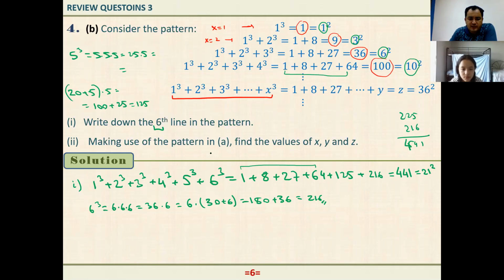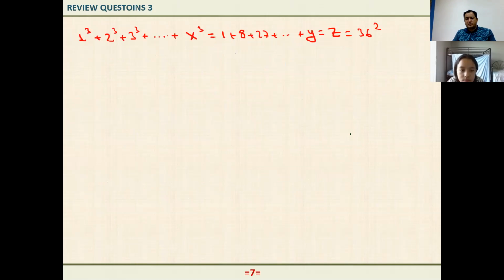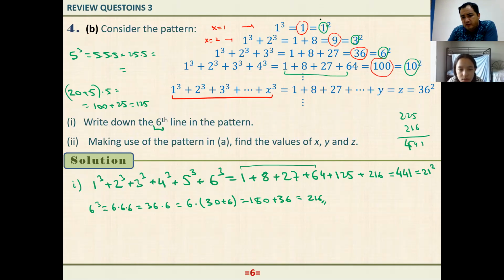Now making use of the pattern in A, find the values of x, y, and z. So now we should get back to this question. So that is the last line. We need to find the value of x, y, and z. As you see here, we have 36 squared, okay? If you look at these numbers, what do we have here?